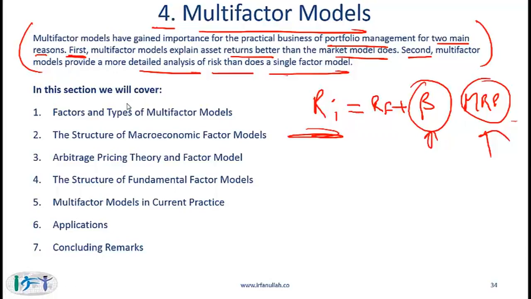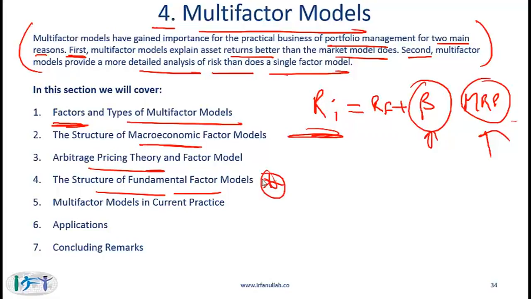So what will we cover in this particular section? We'll talk about what exactly we mean by factors and what the different types of multi-factor models are, then the structure of macroeconomic factor models, arbitrage pricing theory, then the structure of fundamental factor models. This will look familiar because you will have seen this material in equity. Fama, French, Pastor-Stambaugh, these are examples of fundamental multi-factor models. Then we'll talk about some models that are used in practice, a few applications, and then some concluding remarks.